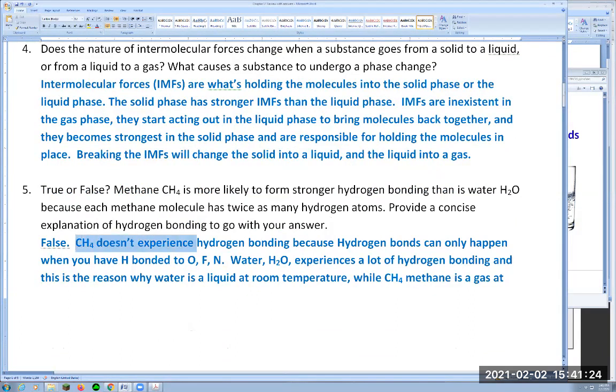CH4 does not experience hydrogen bonding because hydrogen bonds can only happen when you have hydrogen bonded to O, F, or N. However, water experiences a lot of hydrogen bonding, and this is the reason why water is a liquid at room temperature. Because water experiences those hydrogen bonds, and that's the strongest of the intermolecular attractive forces. And so it will keep the water molecule, which is a small molecule, in the liquid phase at room temperature, which is very unique for small molecules like water.